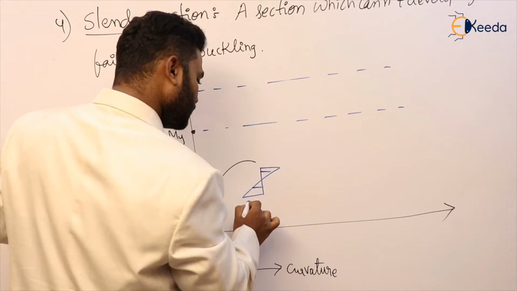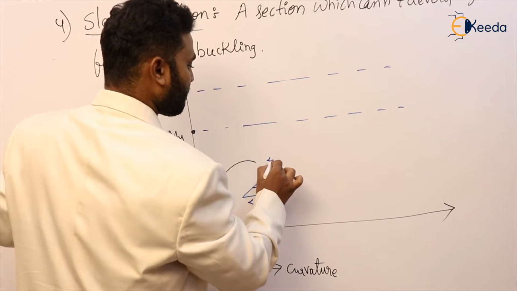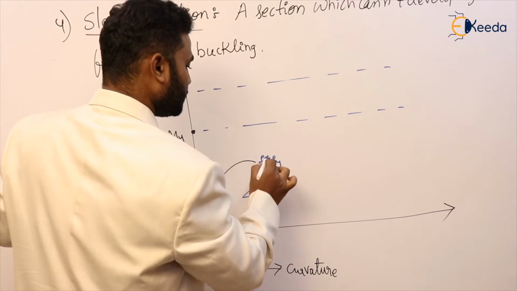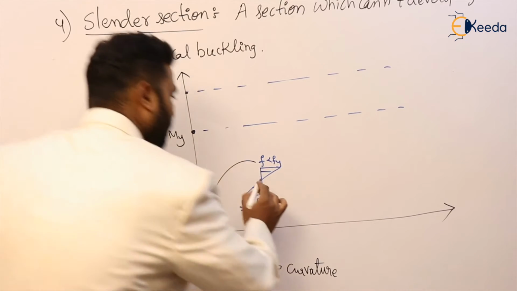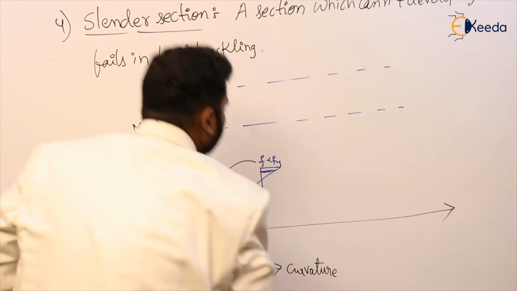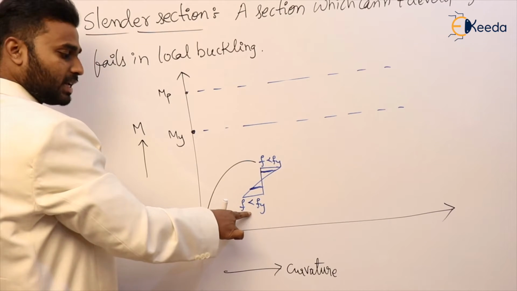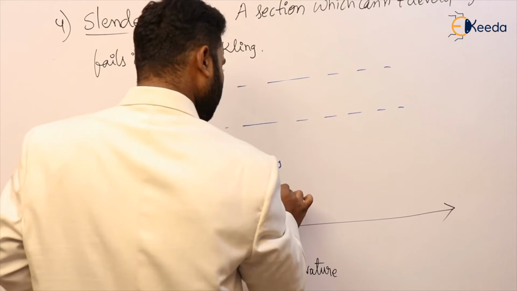which is less than Fy. So the extreme fiber stress is less than Fy, the yield stress. So this is the graph for slender section.